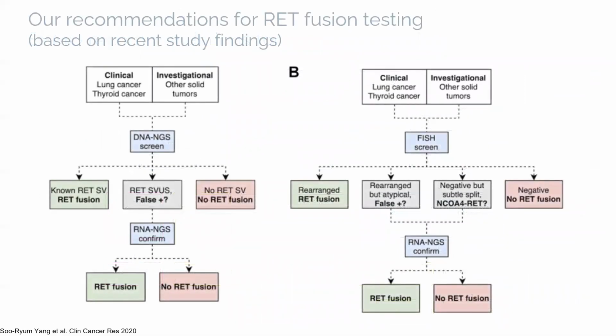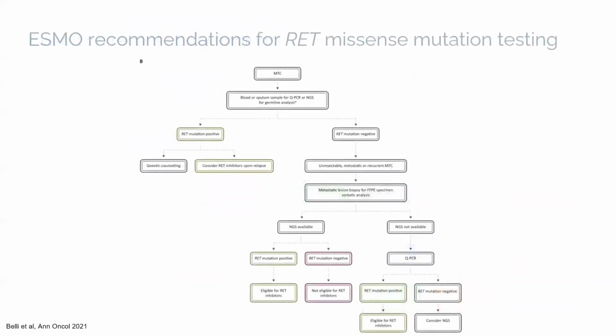Our paper came out at a similar time, and unfortunately, our two papers didn't really overlap. Fortunately, the RET fusion algorithm we proposed is similar to the one proposed by ESMO. However, ours includes some added reflex testing to account for the pitfalls that we've seen for each assay. So, for example, for DNA-based NGS, if the structural variant is of uncertain significance, then further testing might be useful. And the same thing for a FISH screen with a negative but subtle split pattern. ESMO also put forth RET mutation testing guidelines, and they can be found in the journal Annals of Oncology as well, in the same paper.